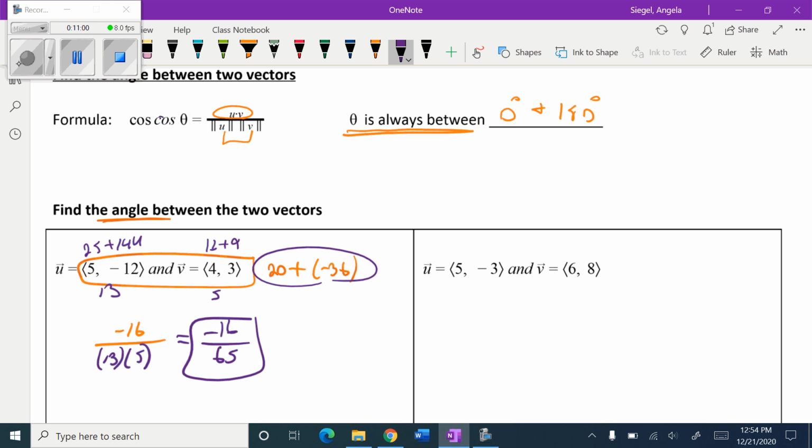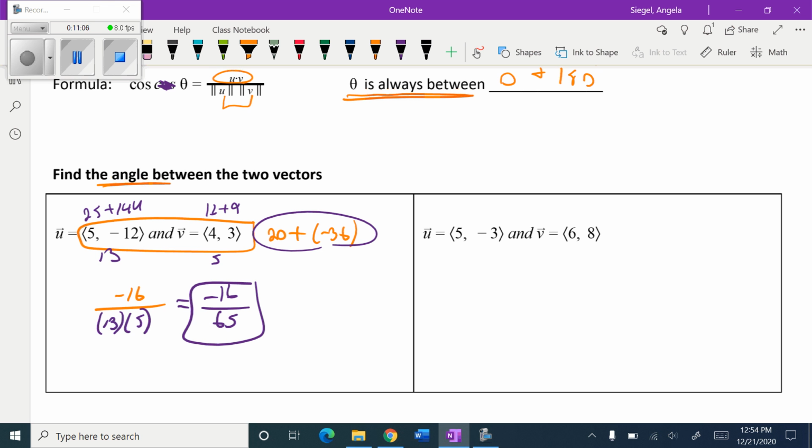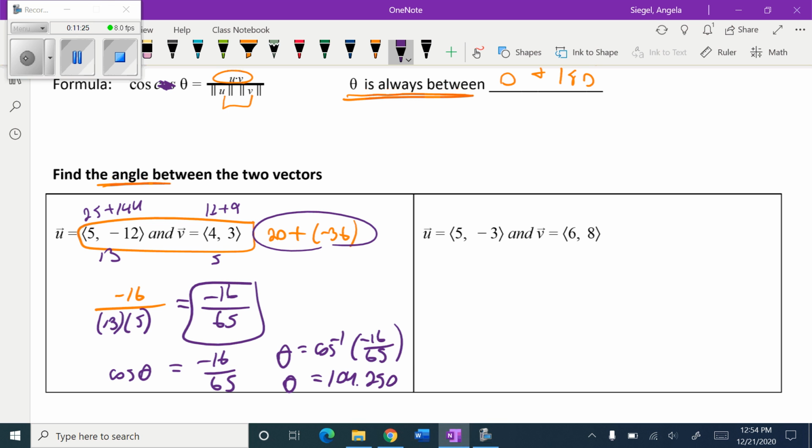Okay, so I'm not done yet. I don't know why there's two cosines there, sorry. So we have to find the angle, right? So I'm going to say the cosine of theta equals -16 over 65. So to find theta, I'm going to say cosine inverse of my fraction. And I get that theta is 104.250 degrees. Okay, so go ahead and try that one.